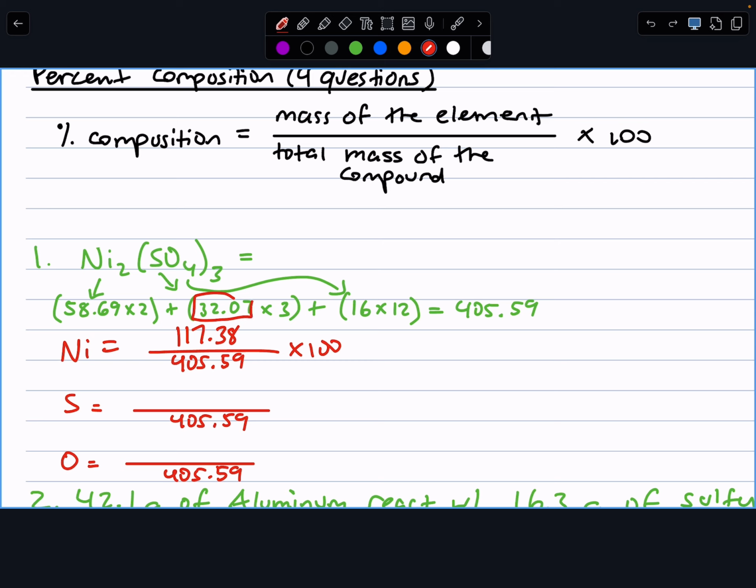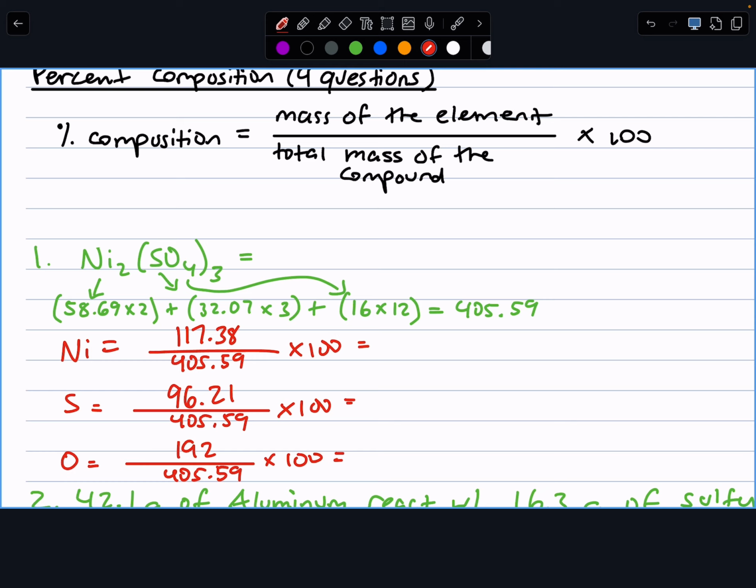Okay, sulfur. The mass of sulfur is this. But how many sulfurs do I have? So what does that give me? My calculator, it says this. Did you get that? And again, I times it by 100. Oxygen is what mass? But I have how many oxygens? What's 16 times 12? 192, and I have to times it by 100.